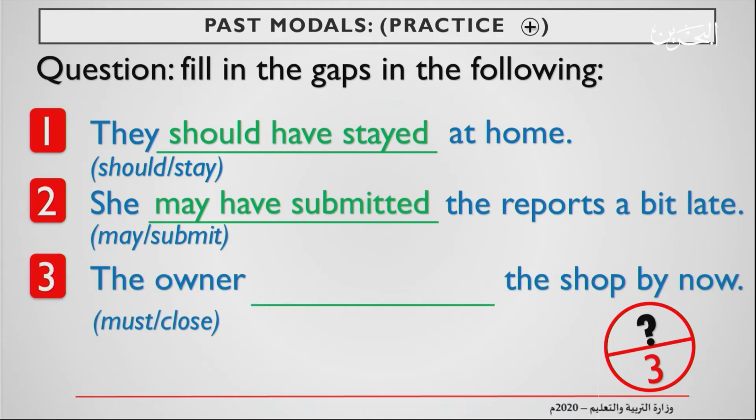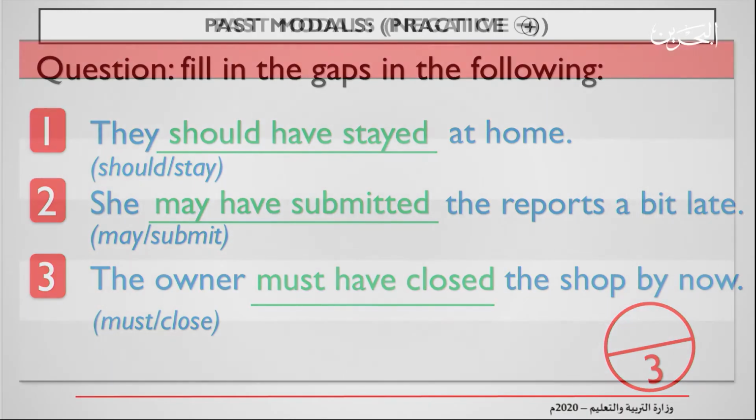Now, number 3. The owner, gap, the shop by now. You have to use must plus close. You have 5 seconds. Now let's check the answer. The answer is must have closed. Must have closed. Now correct yourself out of 3 and let's carry on.